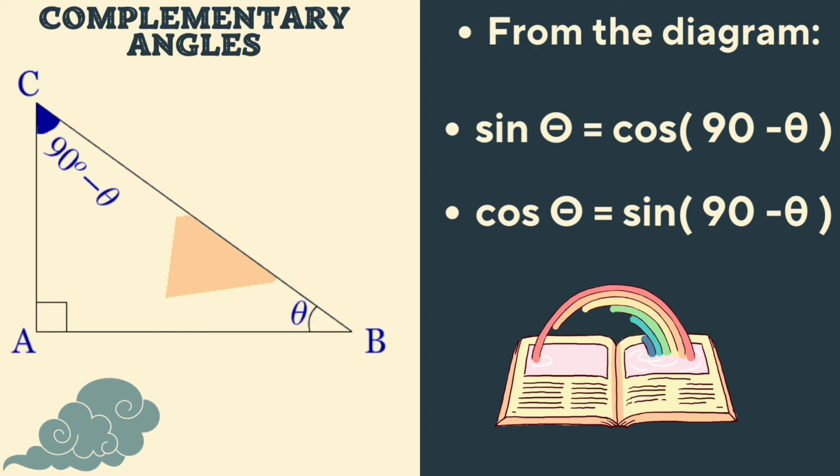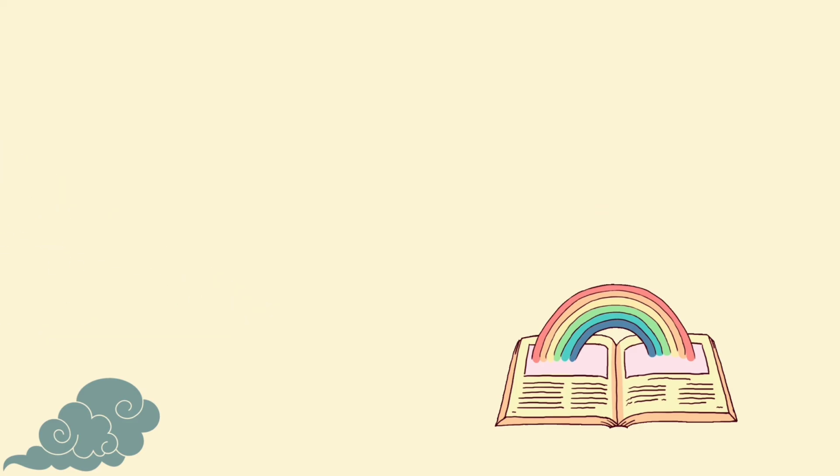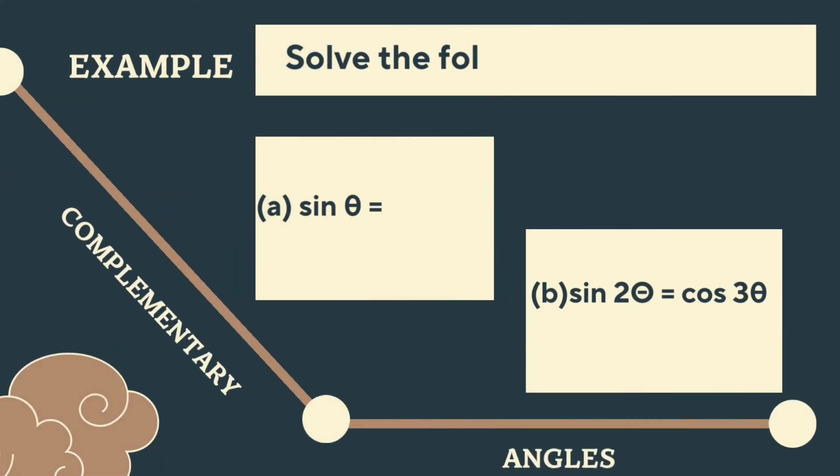So from the diagram, if you consider the angle theta, the sine of theta will be CA, which is the opposite, all over the hypotenuse, which is CB. If you consider the angle 90 degrees minus theta, the cosine of this angle will be the adjacent, which is CA, all over the hypotenuse, which is also CB. So comparatively, the two ratios are equal. The knowledge of this will help us to be able to solve a question like this.